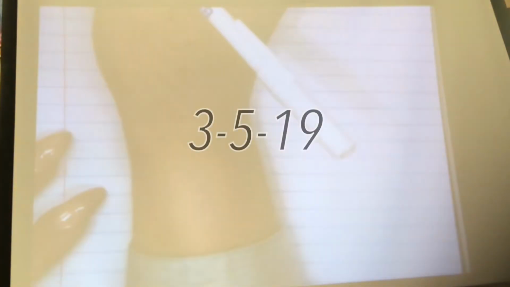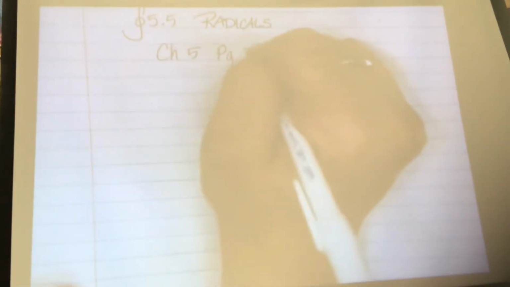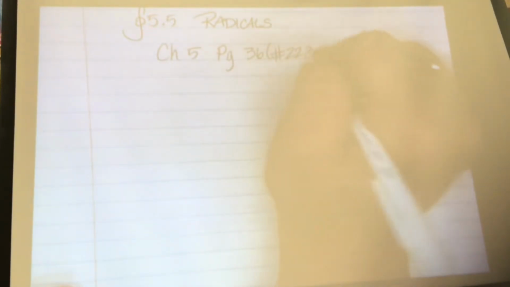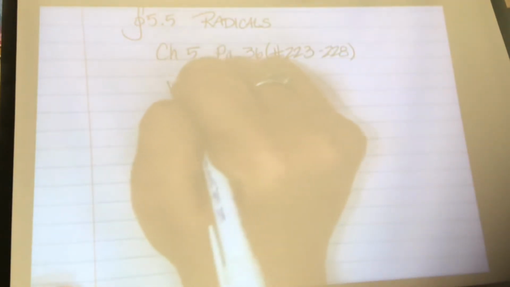All right, this is section 5.5, radicals. Tonight's homework is chapter 5, page 36, numbers 223 through 228. You're going to do them in the actual homework workbook.